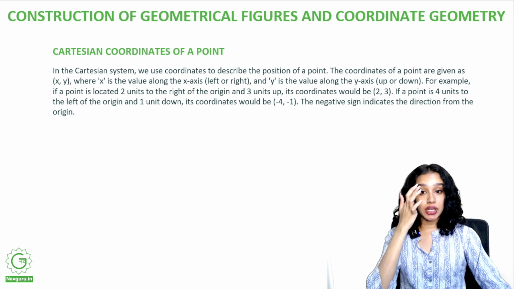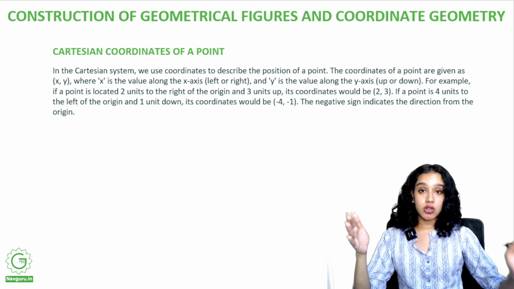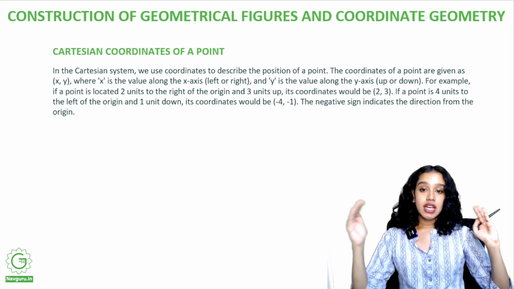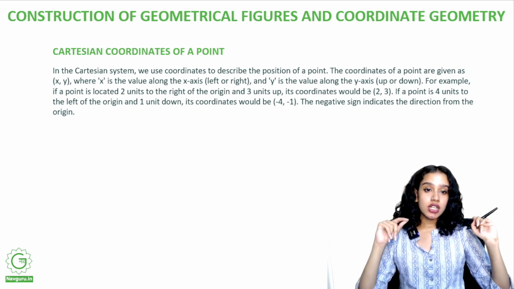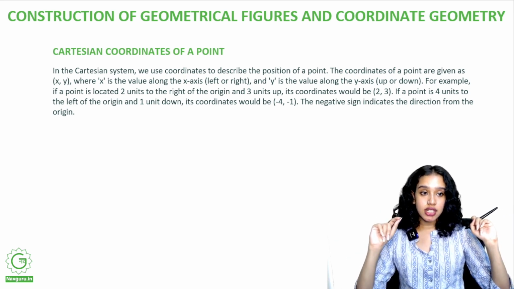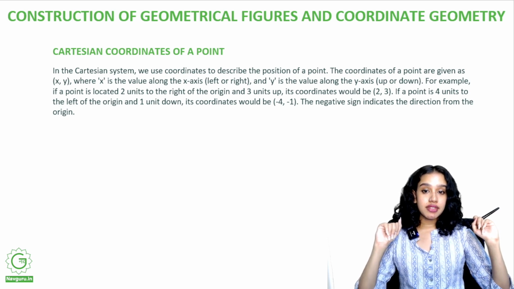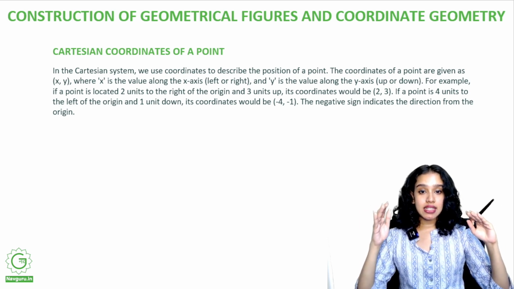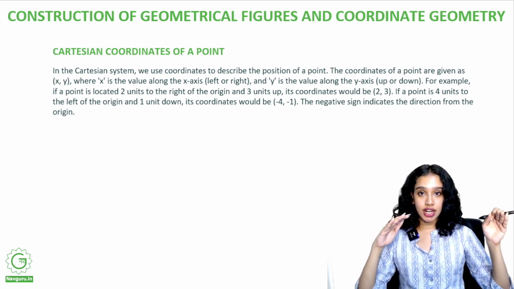Cartesian coordinates of a point. We just talked about what Cartesian coordinates are, the way we express them. In the Cartesian system, we use coordinates to describe the position of a point. The coordinates of a point are given as (x, y), where x is the value along the x-axis.